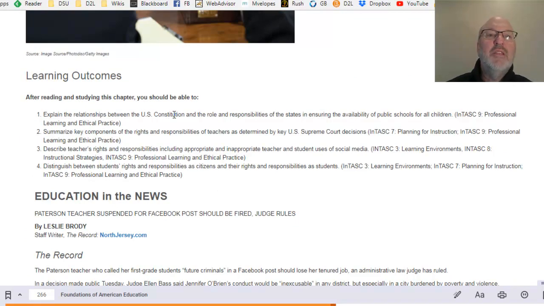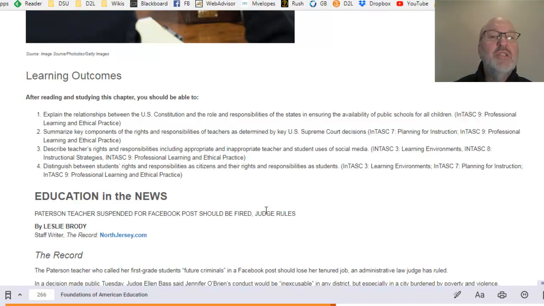Explain the relationship between the U.S. Constitution and the responsibilities of the United States and public schools. Number two, key components of the rights and responsibilities of teachers as determined by courts. Three, teachers' rights and responsibilities, including appropriate and inappropriate teacher-student use of social media. And that wasn't even in the last edition of this textbook.